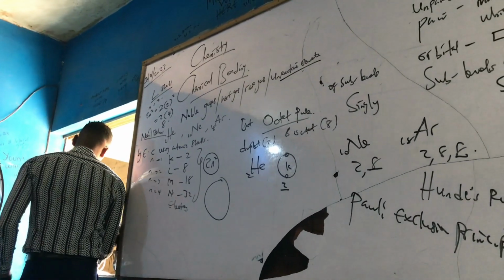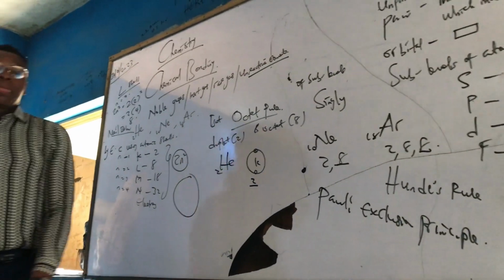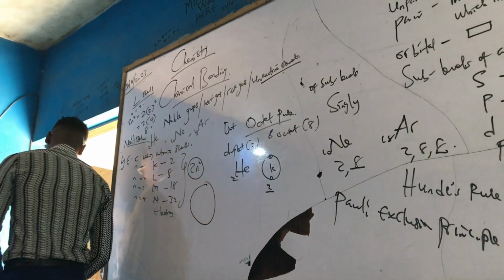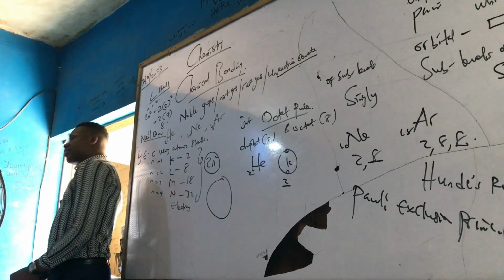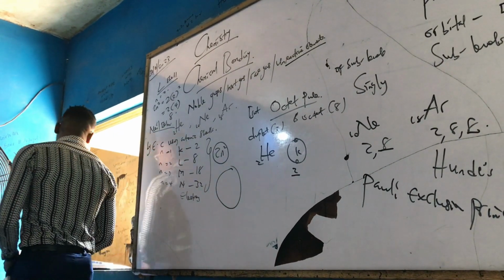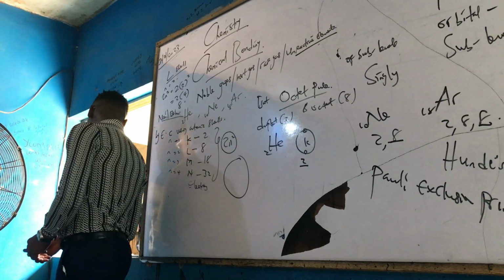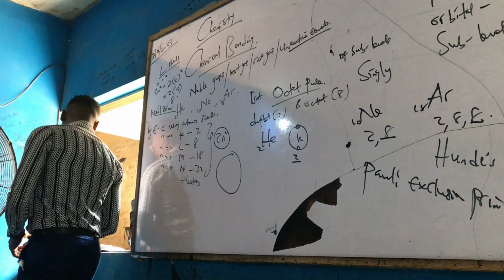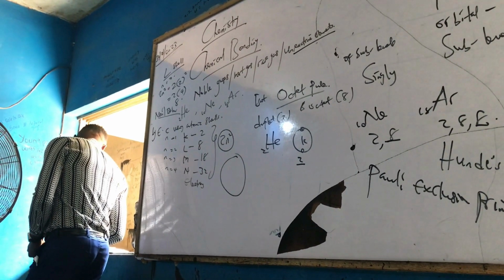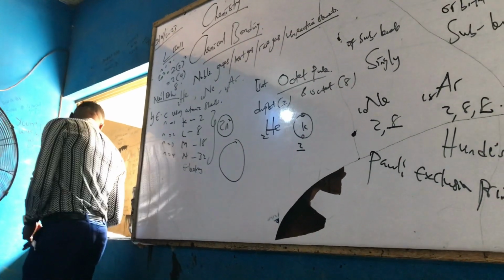The Pauli exclusion principle states that no two electrons in an atom can have the same set of the 4 quantum numbers. No two electrons in an atom can have the same set of the 4 quantum numbers.